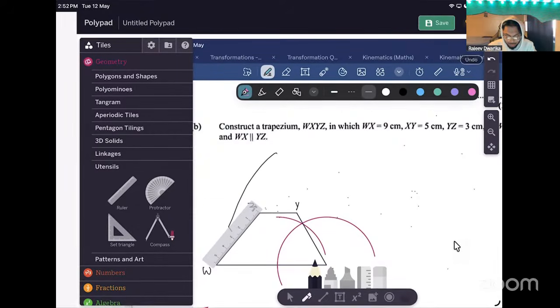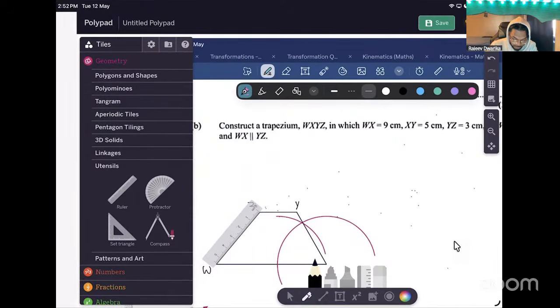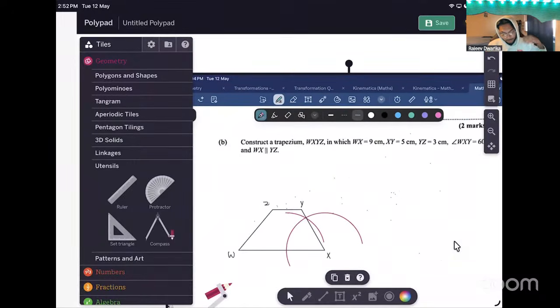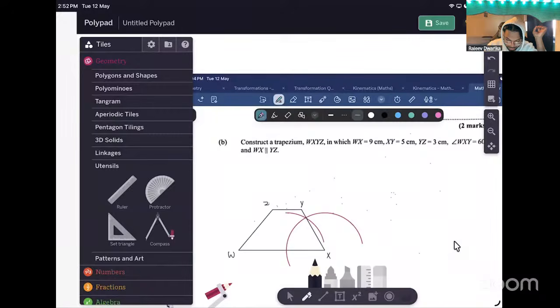That's the trapezium. Let me run through these steps one more time quickly. I hate to do it like this. But in the question, they said angle WXY was 60. So that means angle X is 60 degrees, yeah?